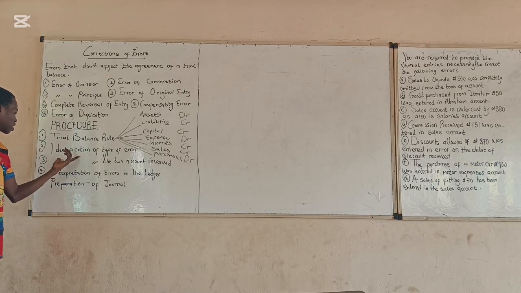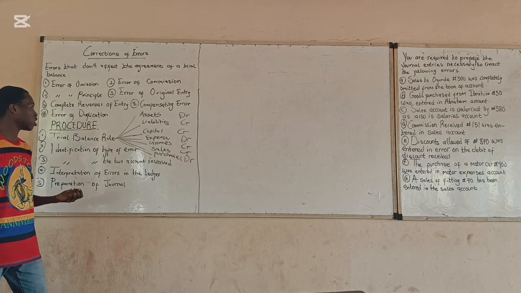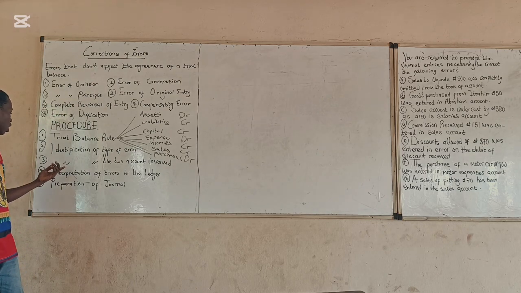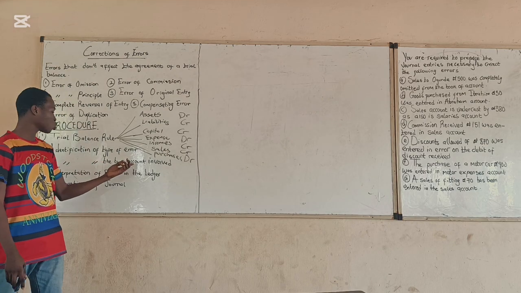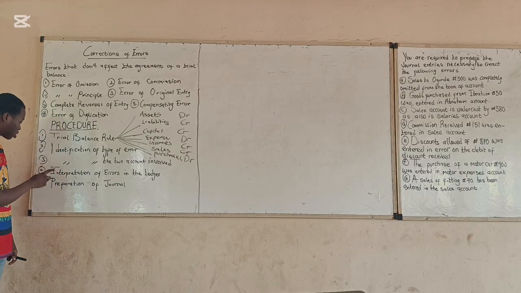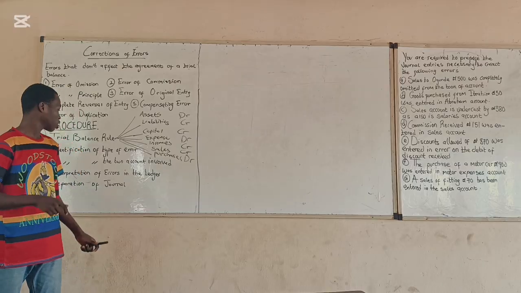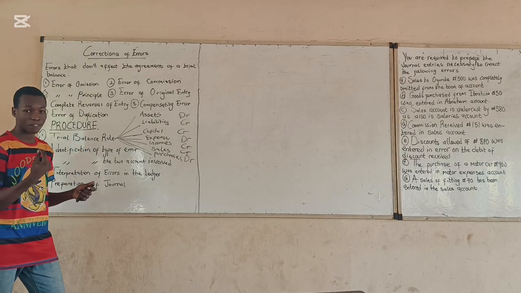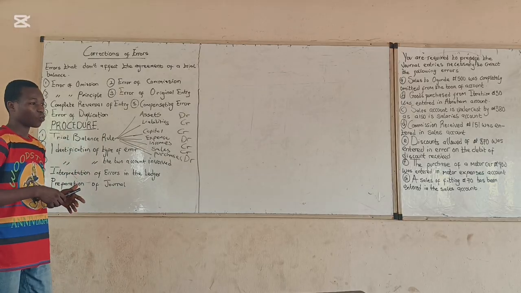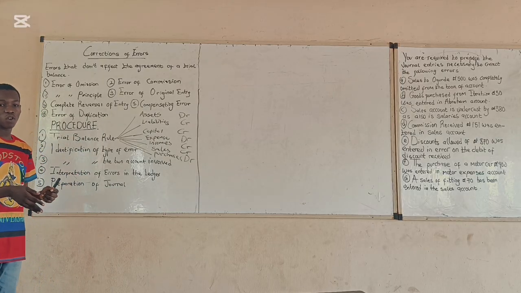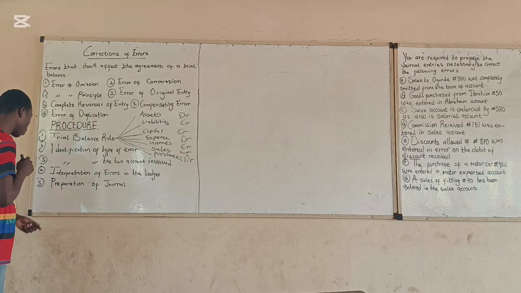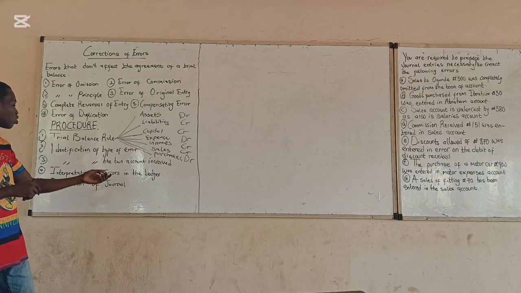Now the next procedure says identification of type of error. You should be able to identify the types of error which are listed here. Now the next one is identification of the two accounts involved. This is very important. This number 1 and this number 3 is very important. You need to be able to identify the two accounts that are involved. We have done all these things before, whereby in your cash book or when you are asked to write up the ledger, you should be able to identify the two accounts involved. The next one is interpretation of errors in the ledger.